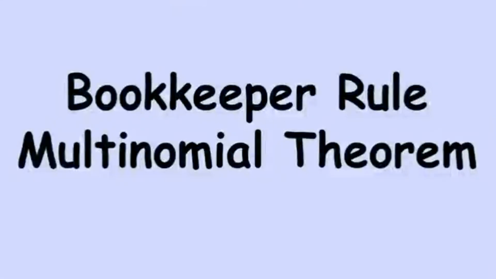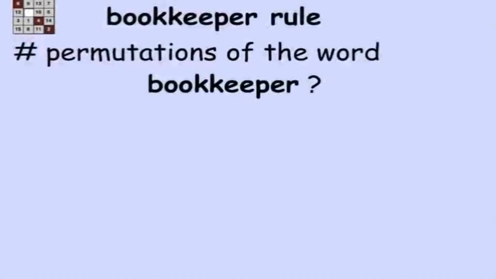The binomial theorem extends to a thing called the multinomial theorem, whereas instead of taking a product of a sum of two things, you take the product of a sum of k things to get the multinomial theorem. And what underlies it is a rule that we're going to call the bookkeeper rule. And here's why.